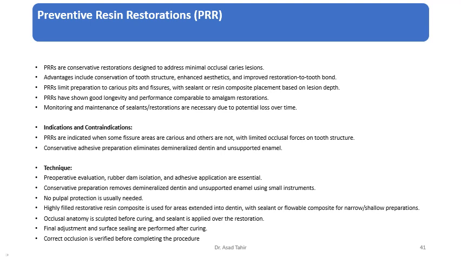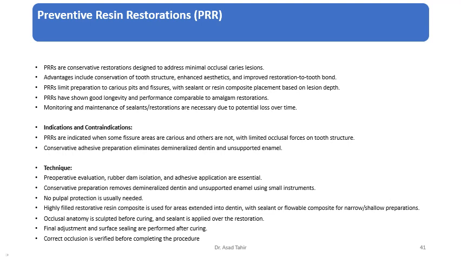Technique. Preoperative evaluation and rubber dam isolation are crucial. Conservative preparation removes demineralized dentin and unsupported enamel. No pulpal protection is usually needed. Restorative resin composite is used for deeper areas, while sealant or flowable composite is used for shallow preparations.